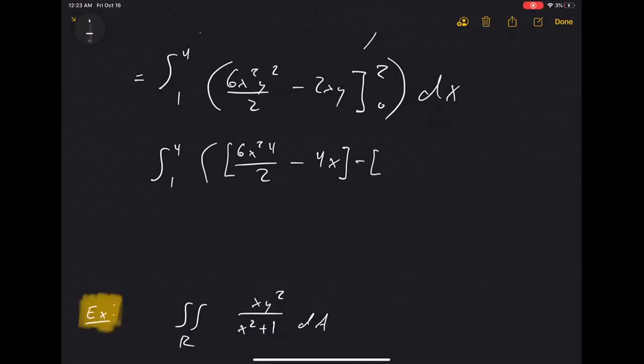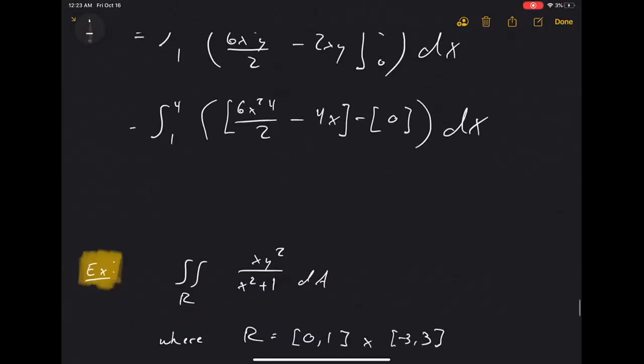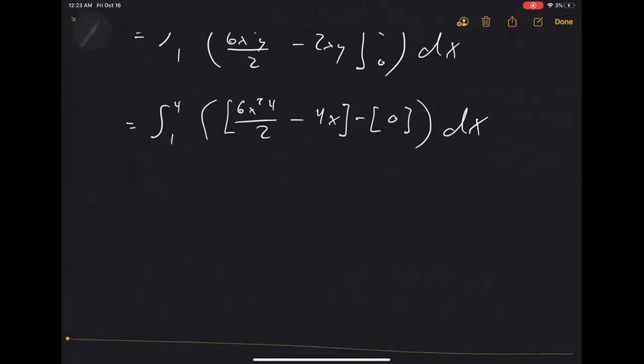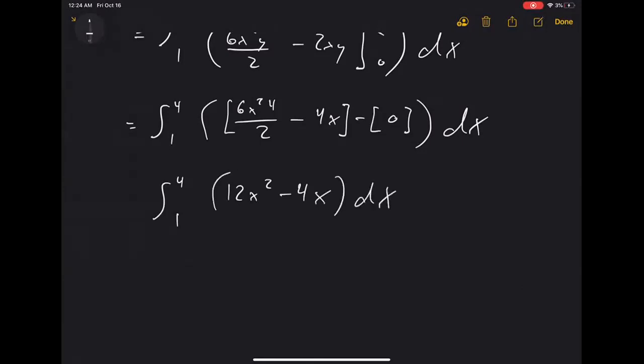And now I subtract away what I get when I plug in 0. What do I get when I plug in 0? Well, I just get 0. Okay, let's go ahead and simplify again. So I get, let's see, 6 times 4 over 2, 12x squared, right? Yep, 12x squared minus 4x dx.